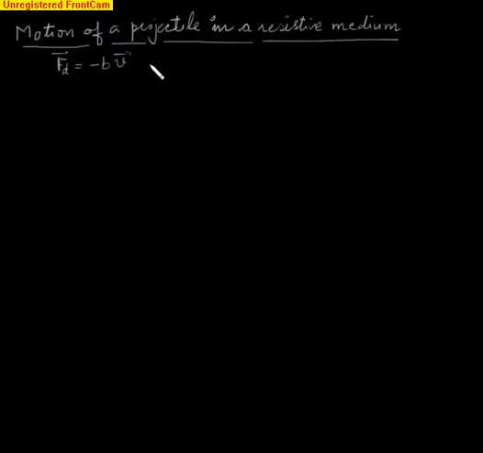Here B is the damping factor, and the negative sign shows the opposing force. So when a projectile is fired, then two types of forces act on it.